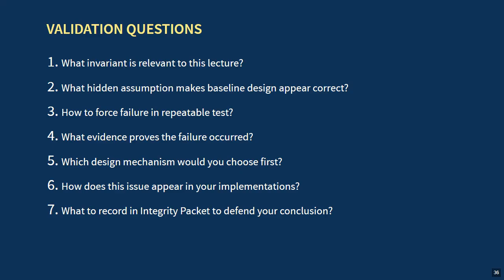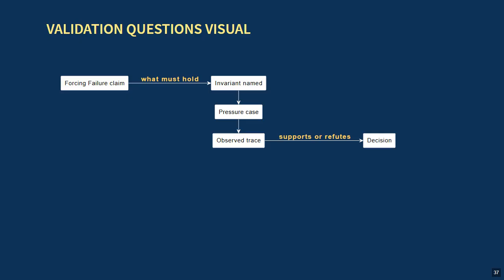Before we wrap up, let's consider some validation questions. Think about the invariants relevant to this lecture, any hidden assumptions that might make baseline design seem correct, and how you would force failure in a repeatable test. How do we validate the assumptions? Great inquiry. Also, reflect on the evidence needed to prove failure and which design mechanisms you might prioritize. This validation diagram shows how to test a design claim. Start with the claim, state the invariant, run the pressure case, inspect the trace, and decide whether the evidence supports the design.